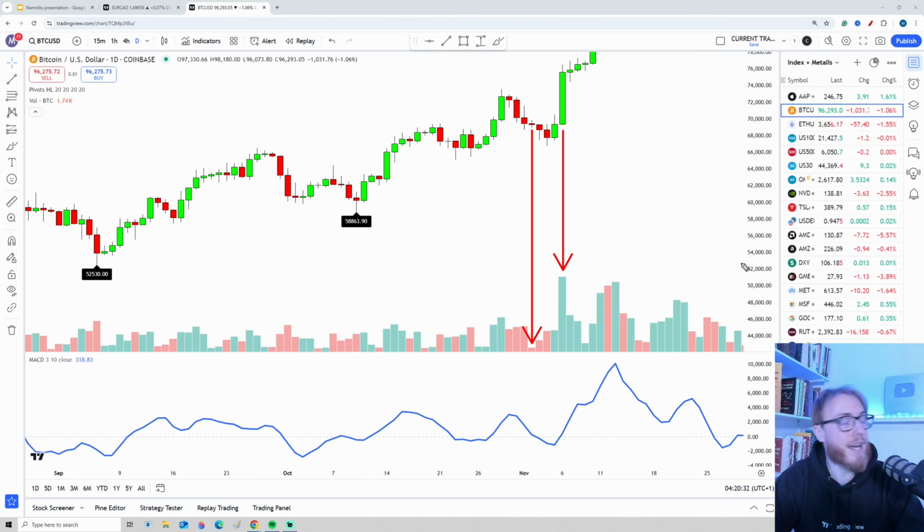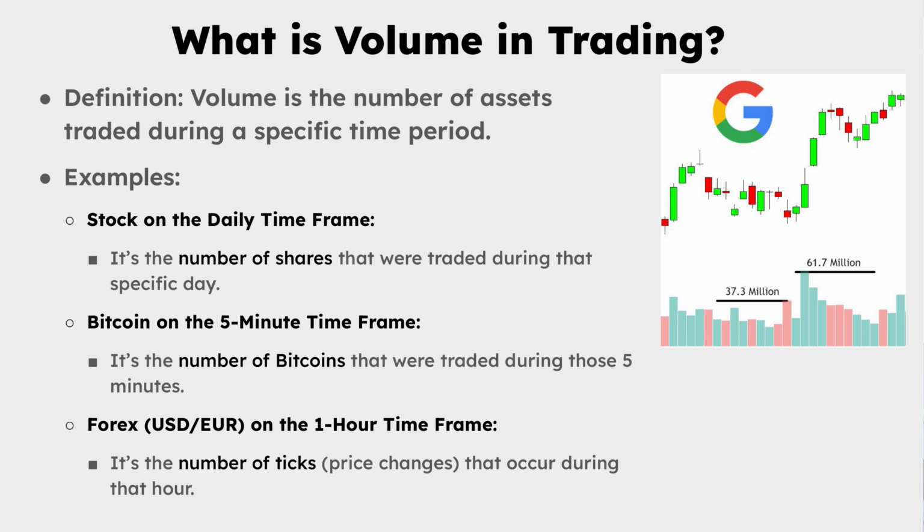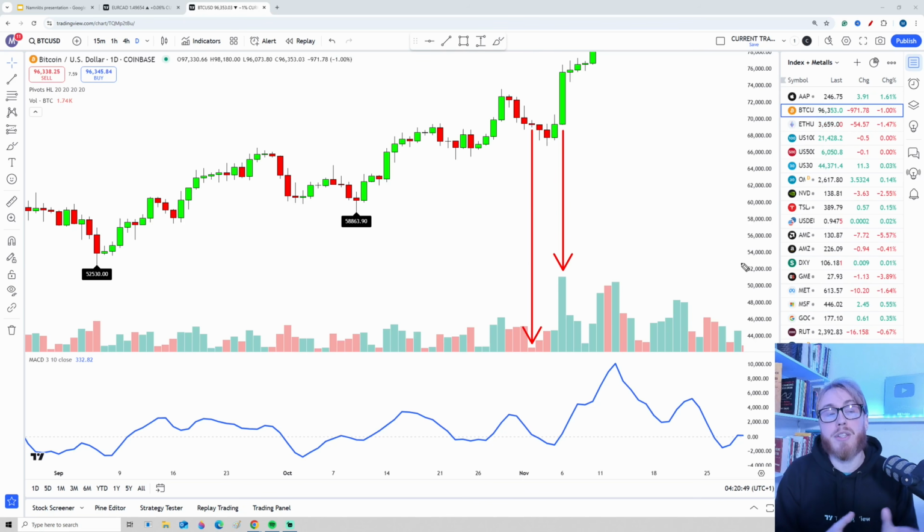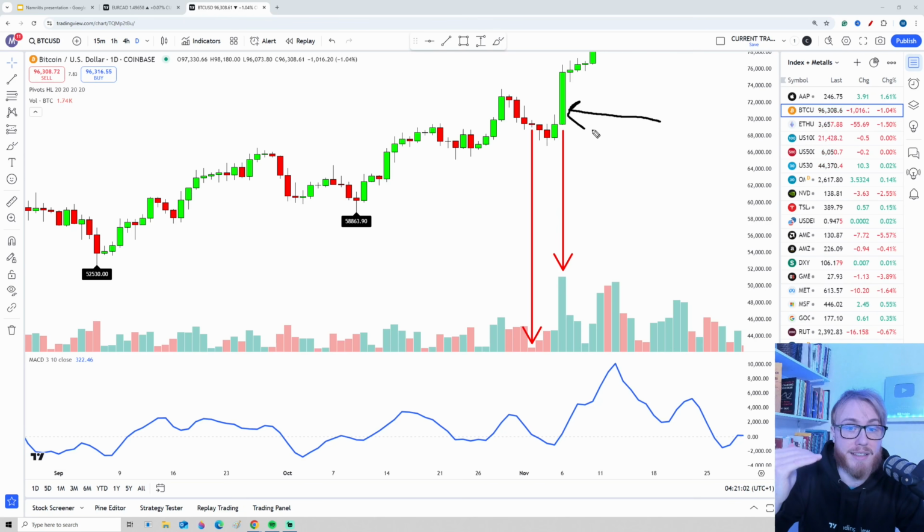bar. And as I briefly mentioned, volume basically measures how much crypto was traded during that specific candle. Or in other words, when we're looking at Bitcoin on the daily time frame, this is how many Bitcoins were traded during that day. So for example, during this day right here, we can see that we had lots and lots of trading activity. So many Bitcoins were traded. And this indicates that the move is more significant and much more important compared to, for example, this tiny move right here that also had very little volume. In general, you can think about volume as the more volume, the more important the move.